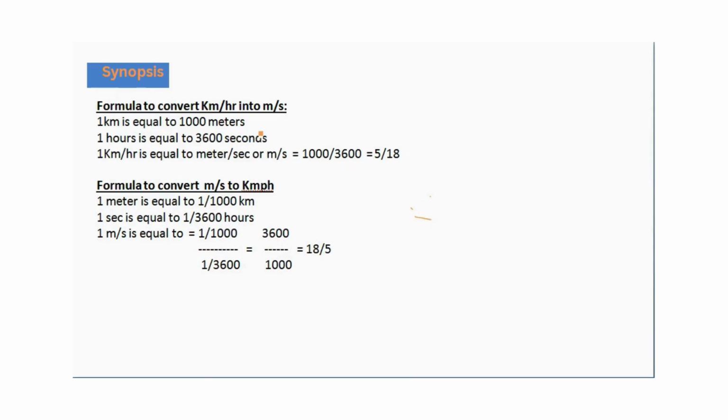If you want to convert the speed from kilometers per hour to meters per second, you have to multiply directly by 5 by 18. These are the techniques already discussed in session 1. I just want to reiterate before going to the forward questions. Likewise, if you want to convert from meters per second to kilometers per hour, you have to multiply directly by 18 by 5.